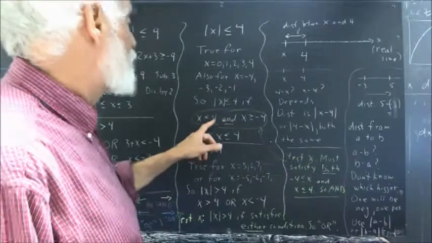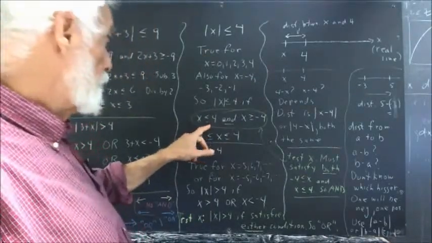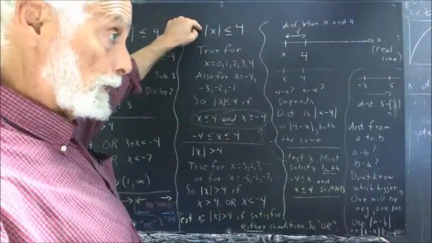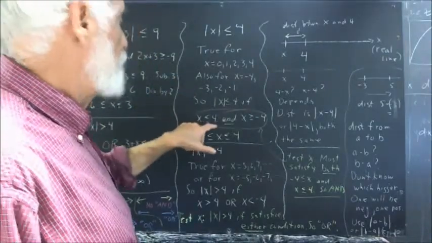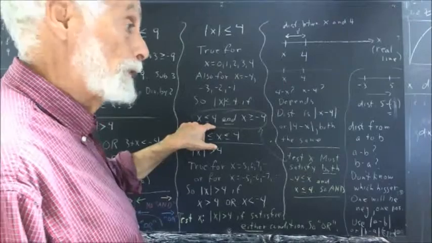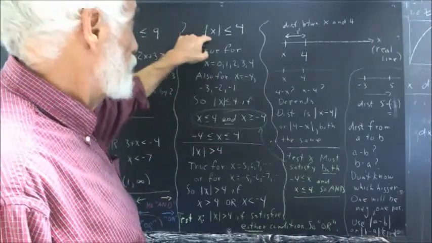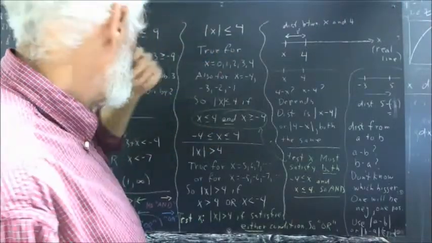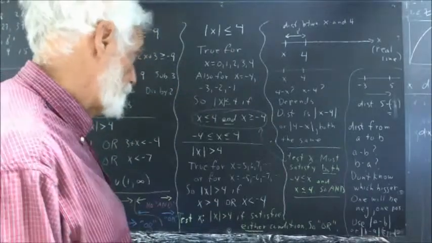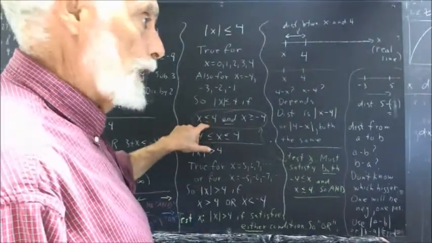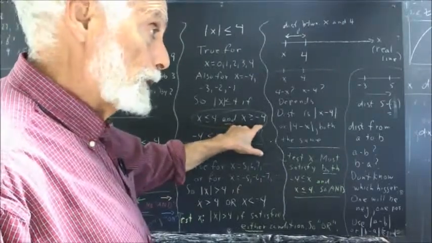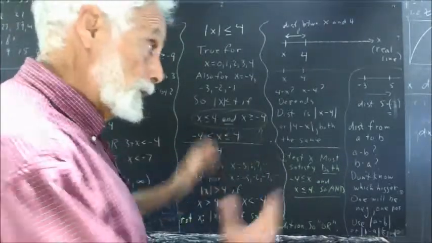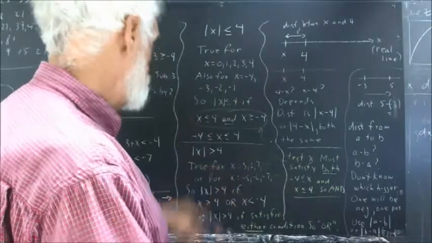But we need more than that, because there are numbers less than or equal to 4 that don't make this true. For example, negative 50. If x is negative 50, it is less than or equal to 4, but negative 50 does not satisfy this. X equals negative 50 does not satisfy this. We have to have another condition as well, that x has to be greater than or equal to negative 4. That squeezes x between negative 4 and 4.